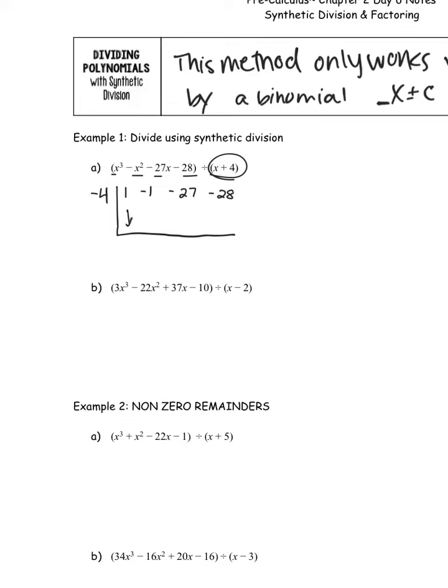So I bring down my first number, I multiply, I add, I multiply, I add, and we're always adding, I multiply, and I add. This number is always my remainder, and then I go in order from the remainder to the constant. This is my x term, and this is my x squared term. So I end up with x squared minus 5x minus 7.